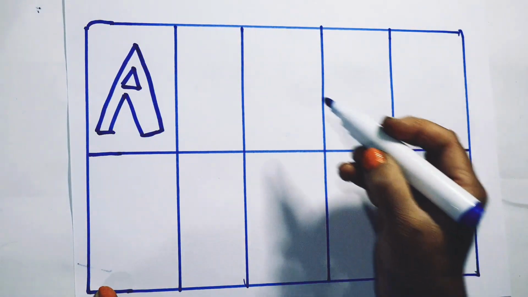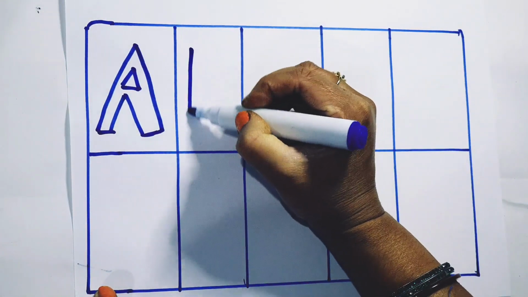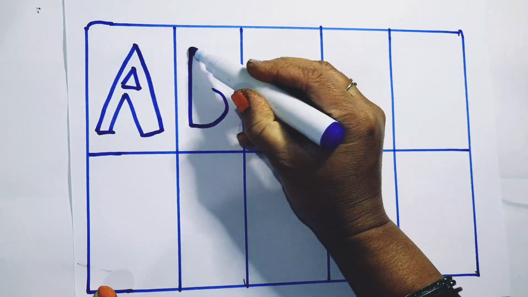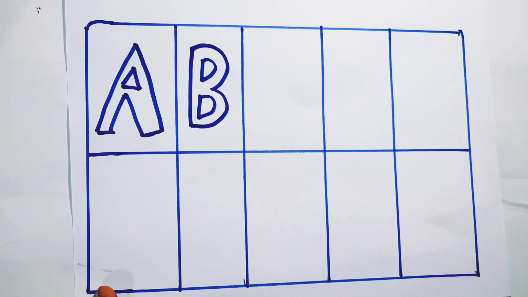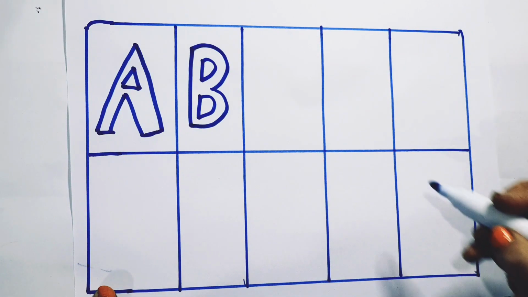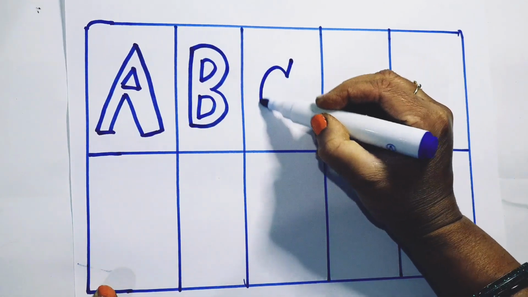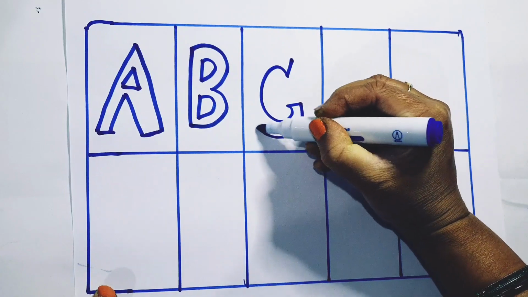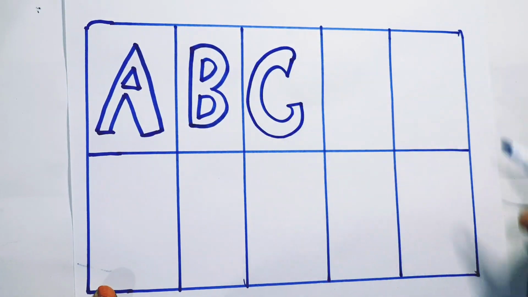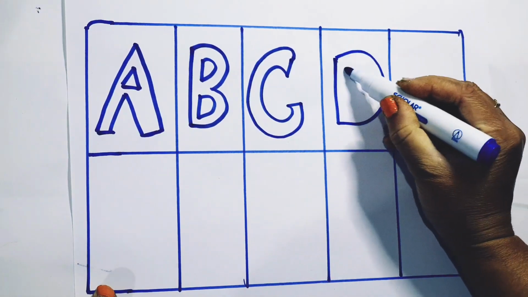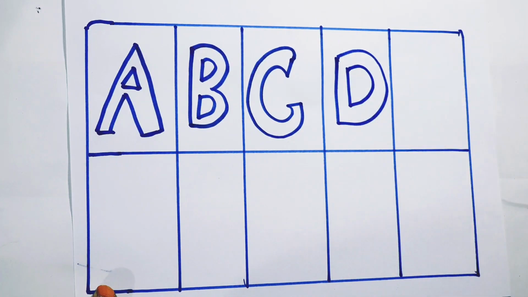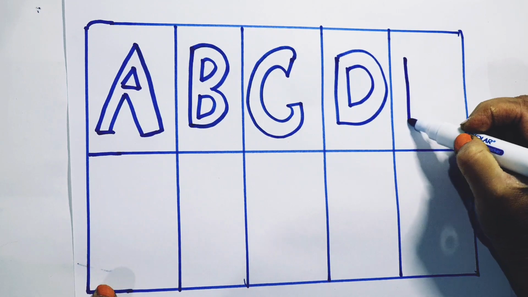A. A for apple. B. B for butterfly. C. C for carrot. D. D for dragon fruit.